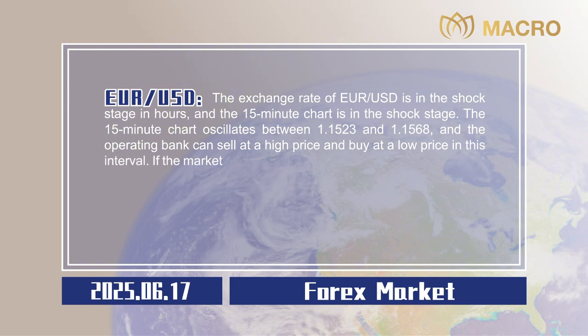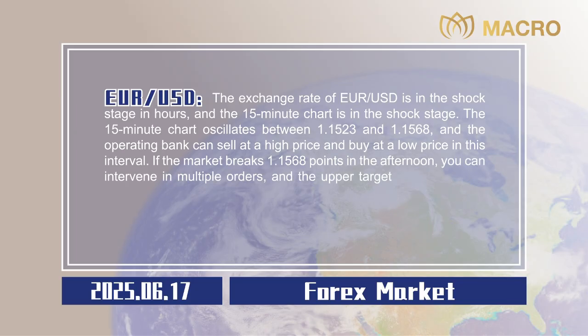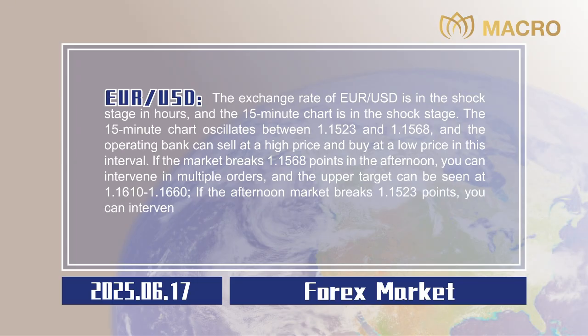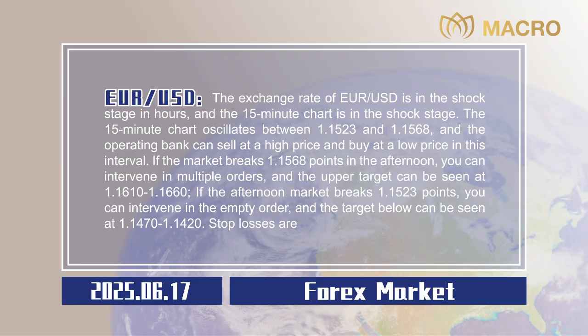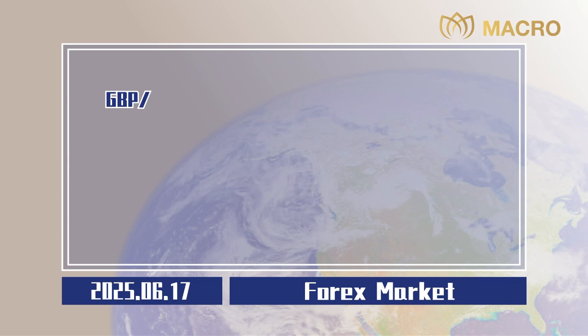If the market breaks 1.1568 points in the afternoon, you can intervene in multiple orders, and the upper target can be seen at 1.1610 to 1.1660. If the afternoon market breaks 1.1523 points, you can intervene in the empty order, and the target below can be seen at 1.1470 to 1.1420. Stop losses are all 20 points, 0.0020.